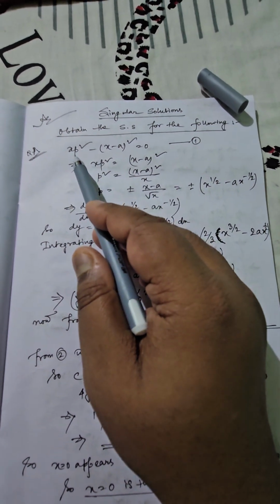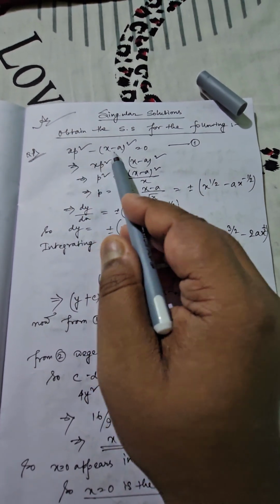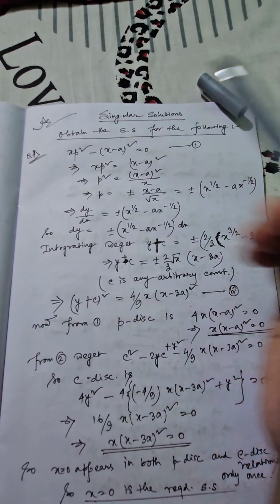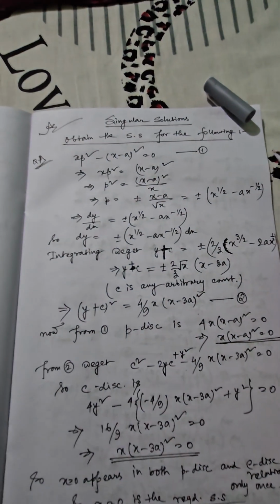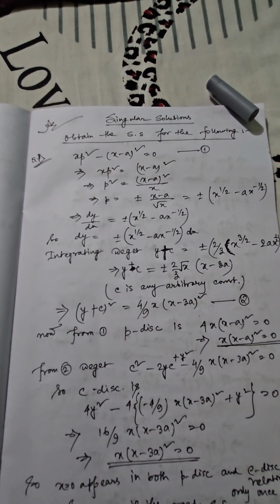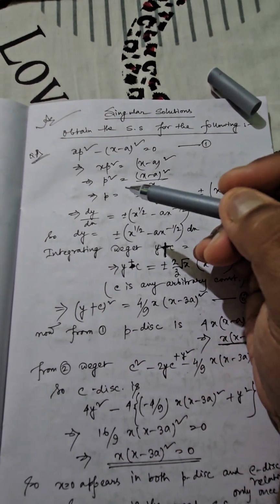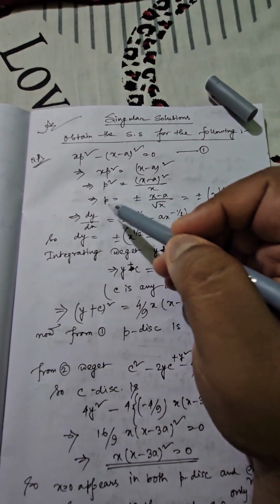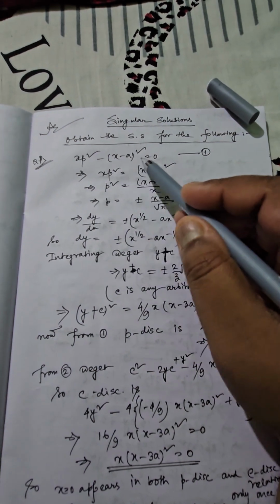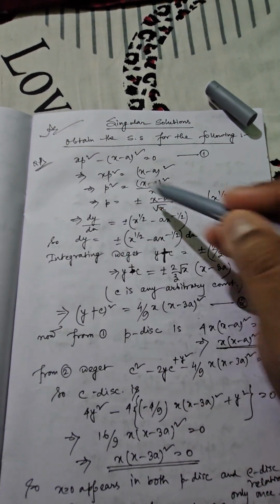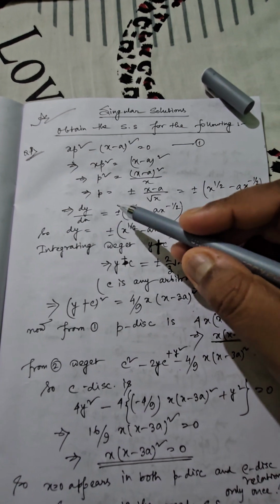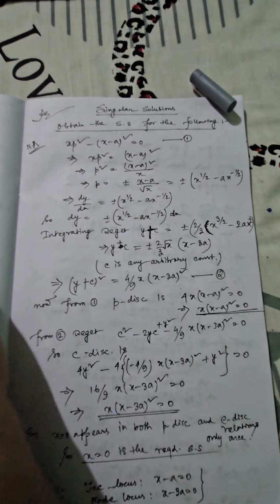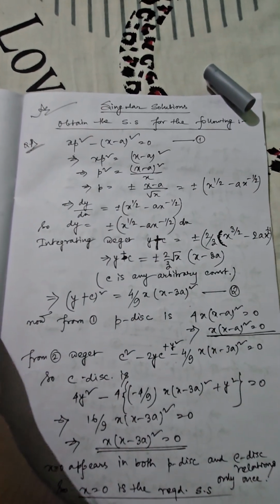Here you can see the first equation is given by xp² − (x − a)² = 0. Now we all know that p stands for dy/dx. So first of all, let us try to solve this one for p. Technically we can write p² = (x − a)²/x from this equation, so that p can be rewritten as (x − a)/√x.